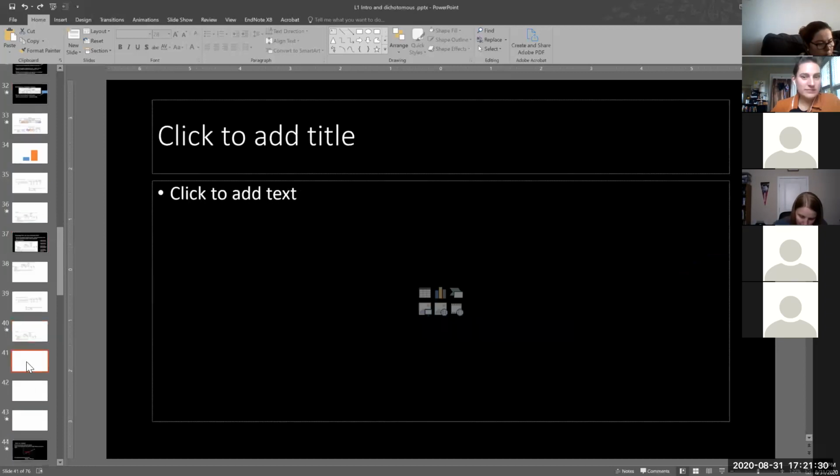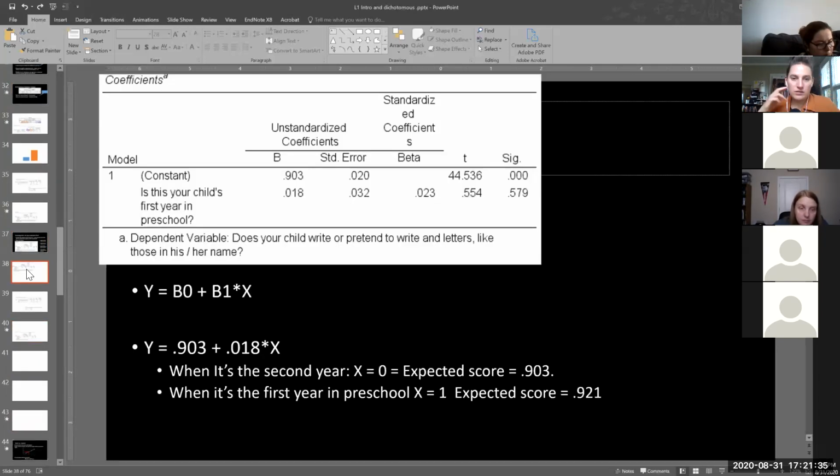Hi, Dr. I got a question about the mean. Is it B like 0.903? Is that it? Yep. Why isn't it 0.018? Those are two different questions, I think, right? So the 0.018 is the difference between kids in the first year and the second year of preschool. And the mean for kids for whom it's the first year of preschool is 0.921. Right, it's adding them together.